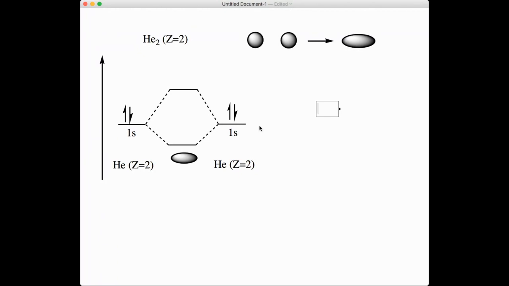I'm going to look at the symbol now. So that would be the sigma bonding molecular orbital. Put the symbol now. Yes, okay.